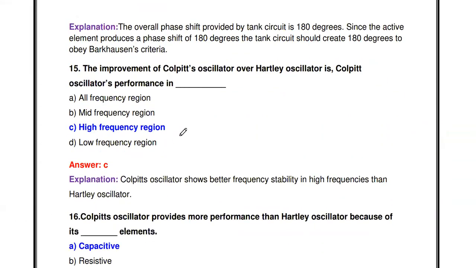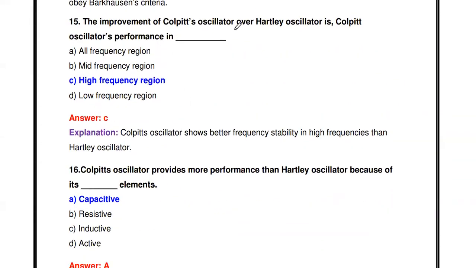Then the next one, the improvement of Colpitts oscillator over Hartley oscillator is Colpitts oscillator performance in dash. So what is the improvement in Colpitts oscillator over Hartley? The Colpitts oscillator performance in the high frequency region. The Colpitts oscillator shows better frequency stability at high frequency than Hartley. Okay, that is the reason.